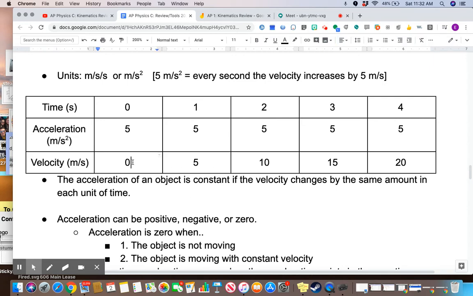So at time 0, its velocity is 0 because it hasn't had time for the magnitude of the velocity to change yet. One second later, velocity is 5. Two seconds later, velocity would be 10. Three seconds later, velocity is 15. Four seconds later, the velocity is 20 meters per second. Right? Each second that the object moves, its velocity will increase by 5 additional meters per second. Okay, and if the velocity changes at constant intervals over constant time periods, then we say that the acceleration is constant.